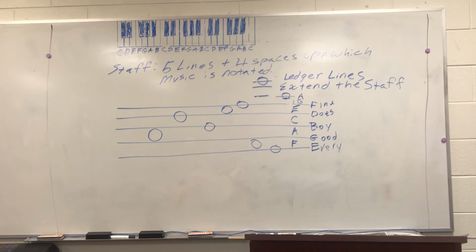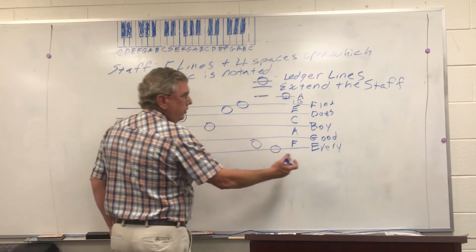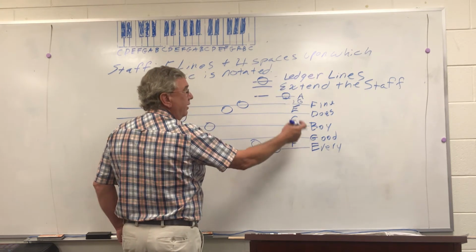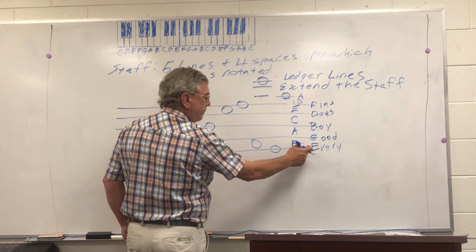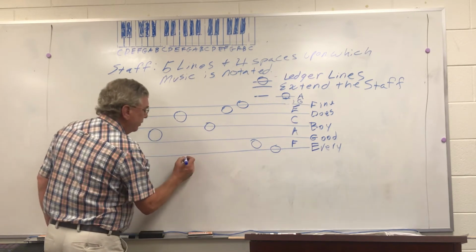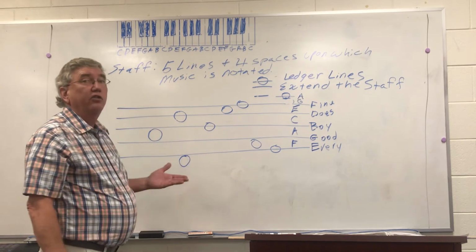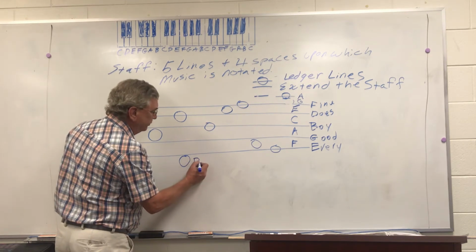So now let's go backwards. Remember, we're doing the alphabet from the bottom up. So when we go down, we have to think of the letter name that comes before the one here. This bottom line is E. So if we draw a note just under the E, what letter comes before E in the alphabet? That would be a D.